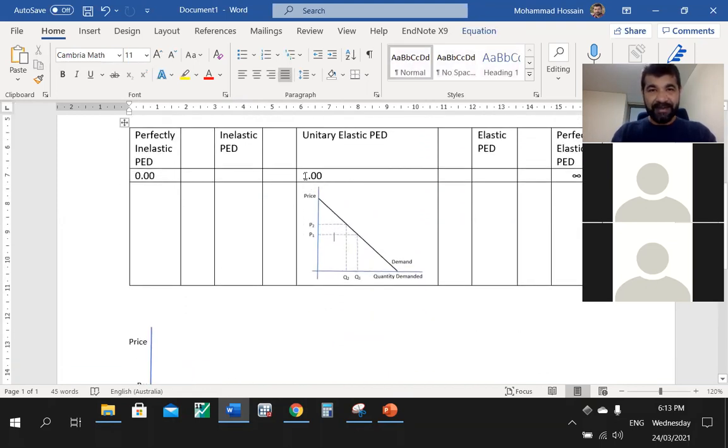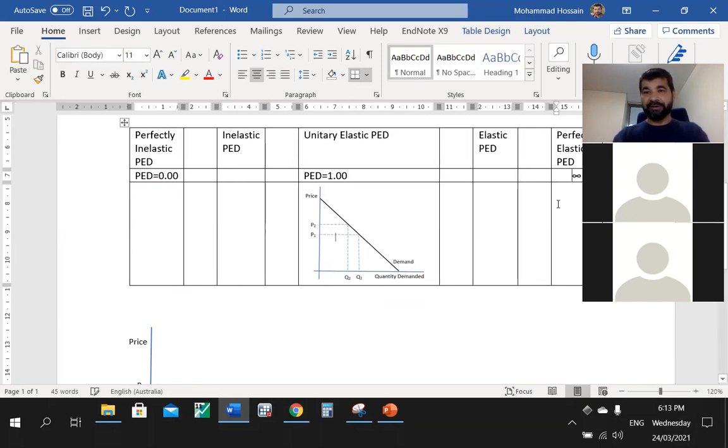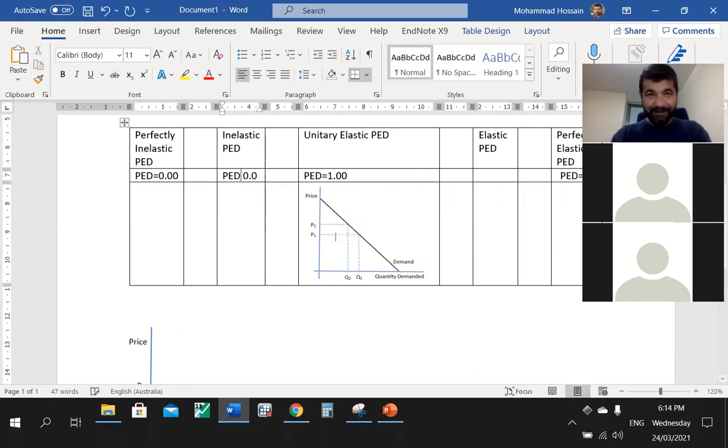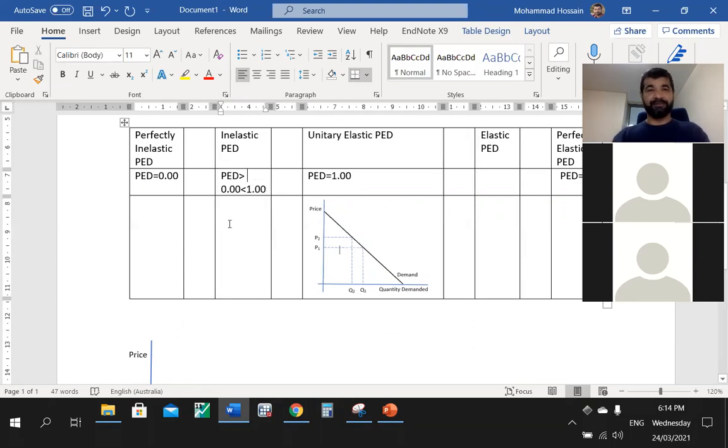Okay, here. I should write down here that PED is equal to 1. Then it should make it better. PED is equal to 0 here, and here PED is equal to, not 0.00, so 0. I should say greater than 0 actually. PED is greater than 0, but less than 1. It should make perfect sense now.